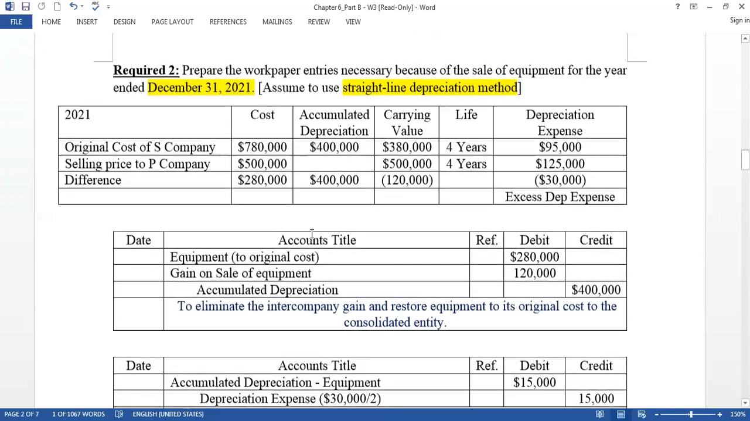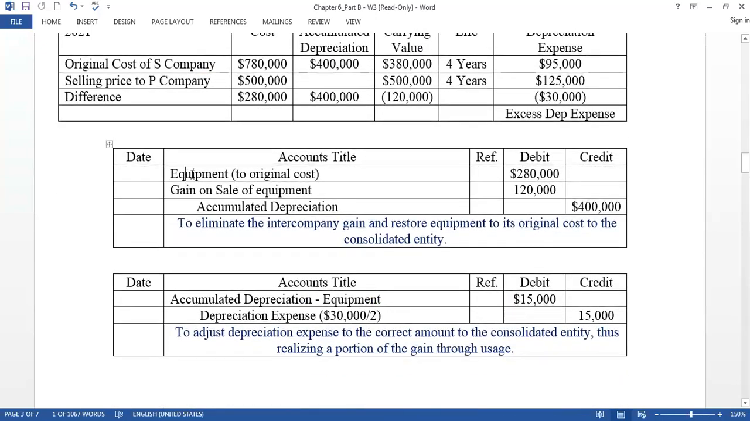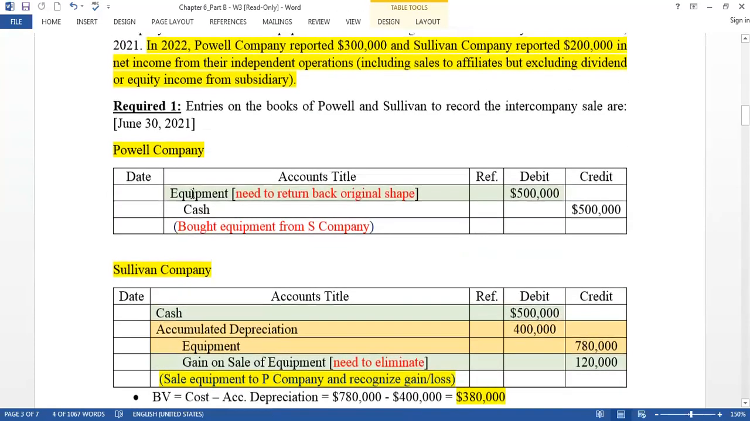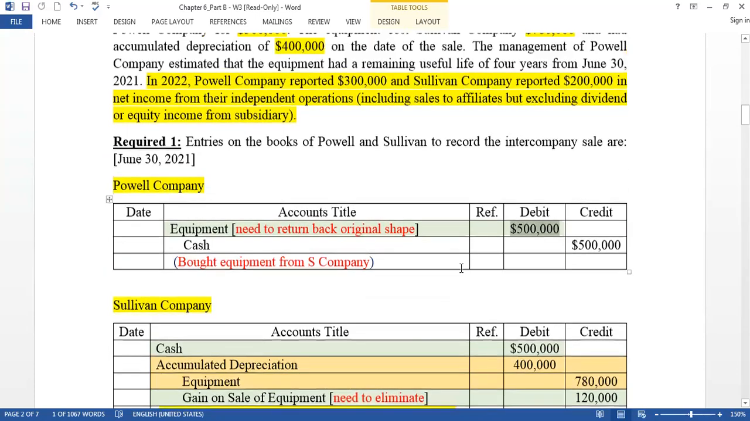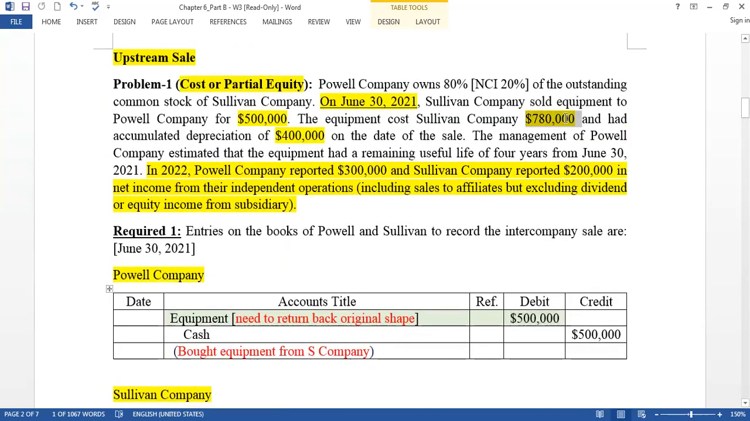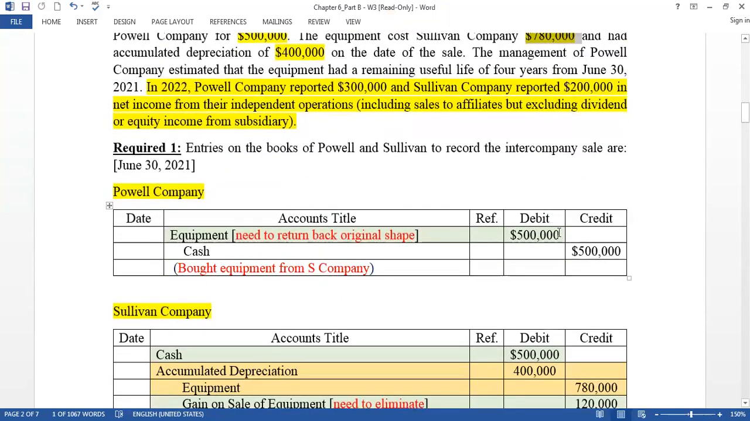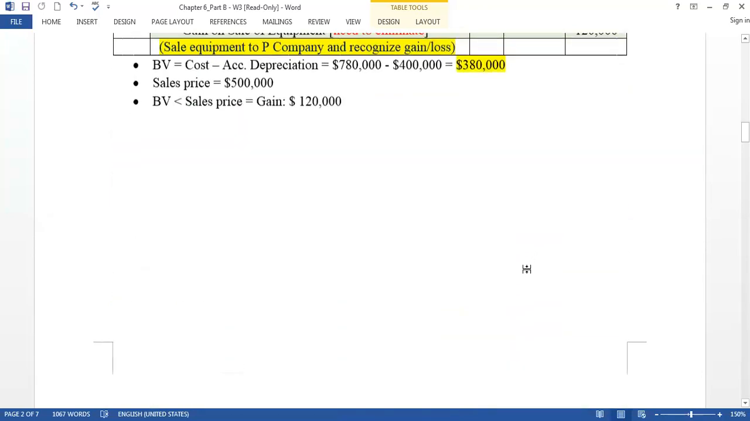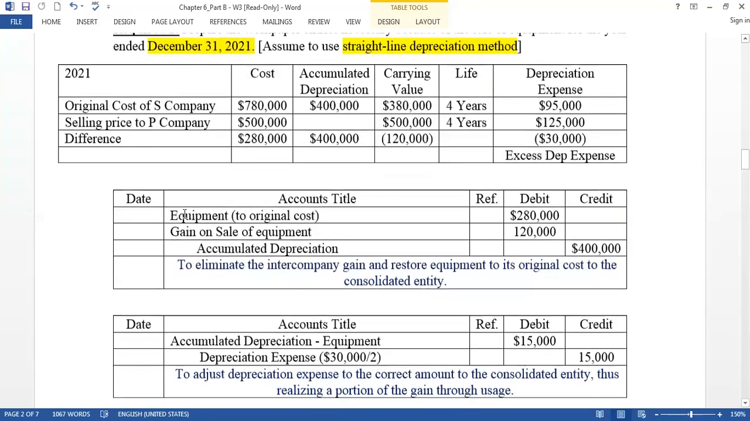Now look at this journal. If you record, it came from here. First, we record only $500,000, right? And it is debit. But if you want to make it 780, that means you have to add another 250 here. Clear? Therefore, we record this one debit.